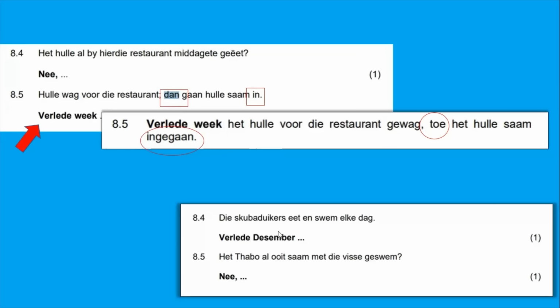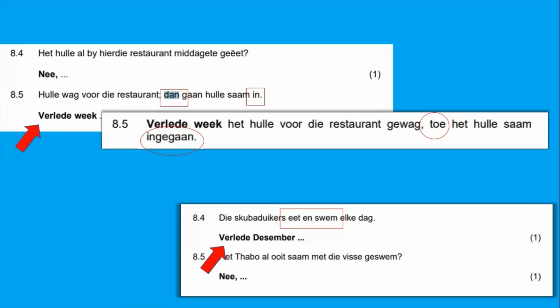Okay, let's look at this paper. It says verlede December, again, the past December or last December, meaning past tense. En wat is die sin? Die scuba duikers eet en swem elke dag. Okay, so like the others, they give us two verbs. They want to see, do you know what to do with these two verbs? So you have to figure out, can they be done at the same time or not? Okay, so pause, see if you can do the question.